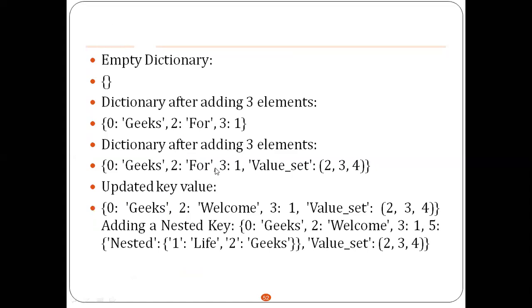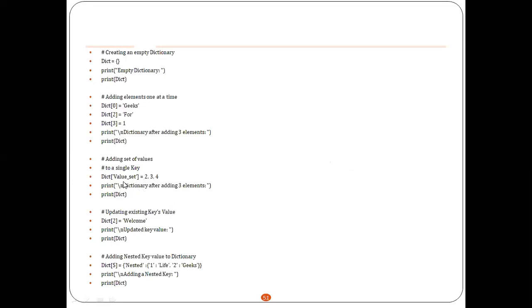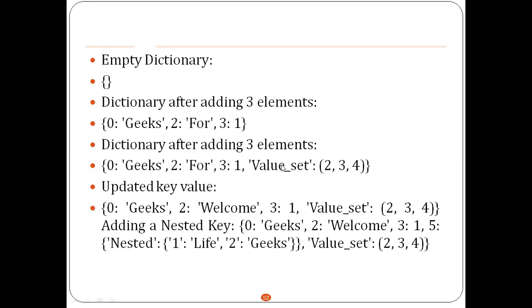We have added it. And the dictionary after adding more elements into it: we are adding a value set. Value set is equal to 234. We are having a value set with the value 234, and your output appears like this: 0 gigs, 2 4, 3 1, and value set is equal to 234.